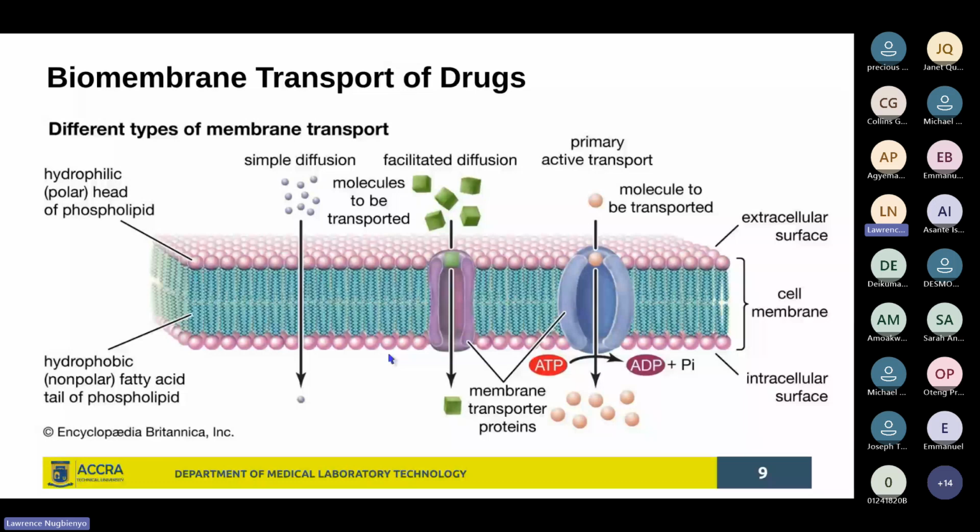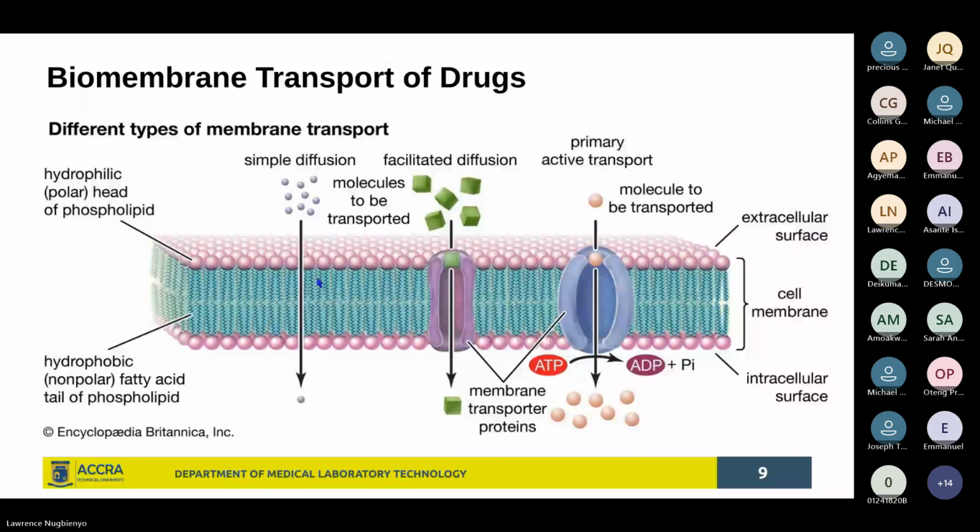You have processes of simple diffusion. That is just movement across the cell membrane, flowing with the concentration gradient of the drug. So from a higher concentration of the substance to a lower concentration, it flows freely through the cell membrane.